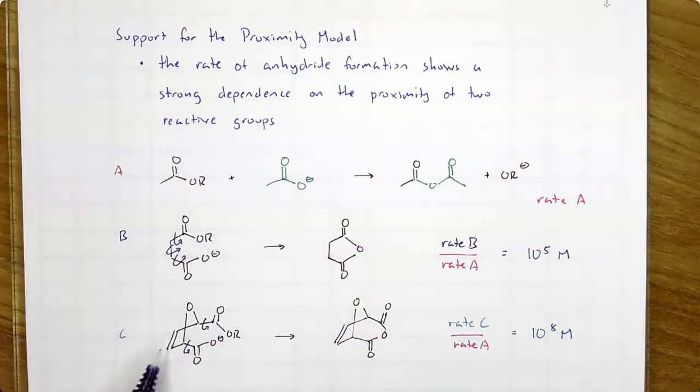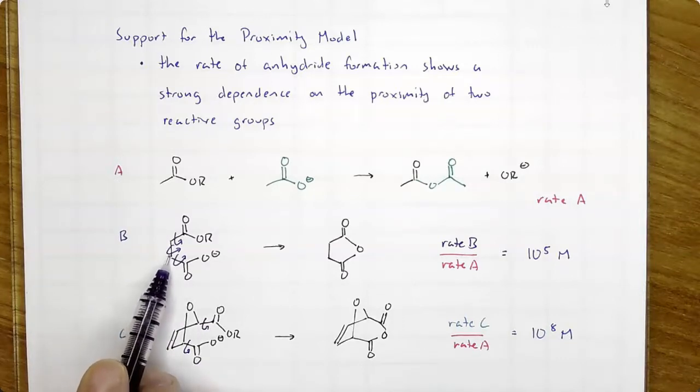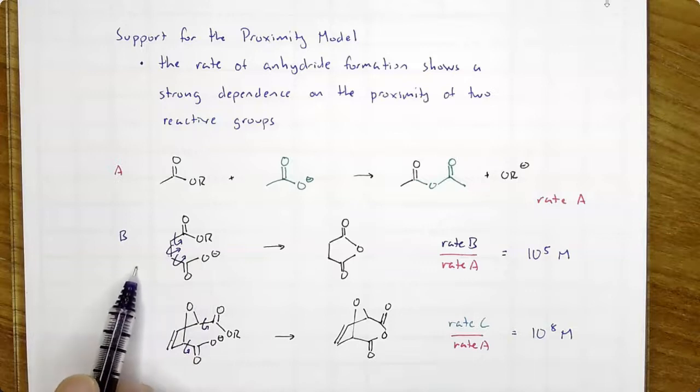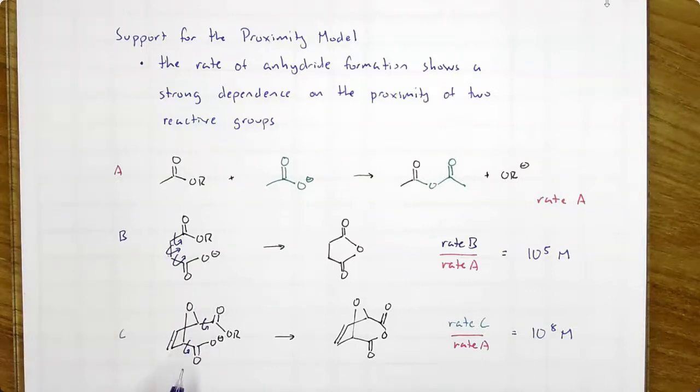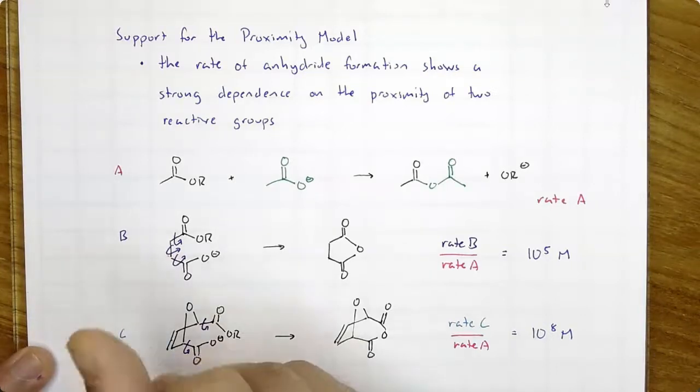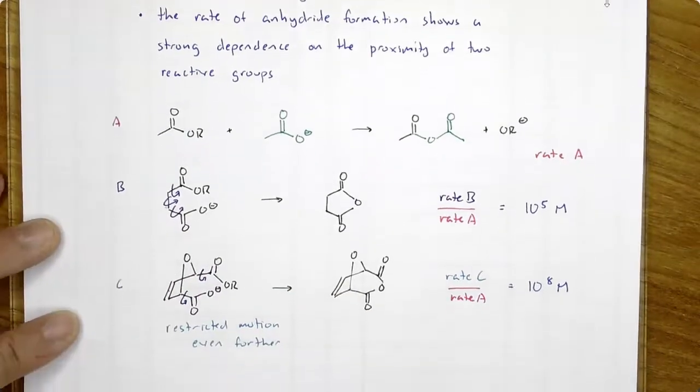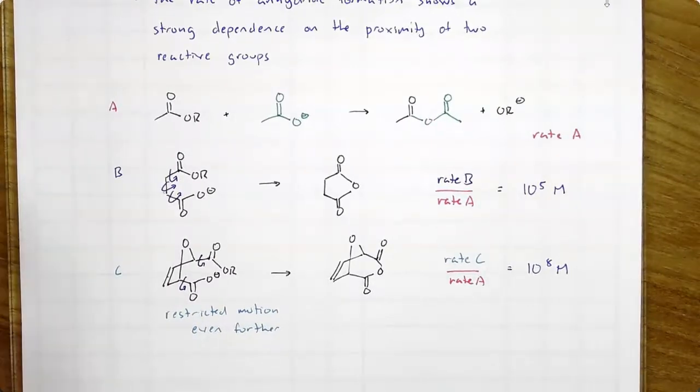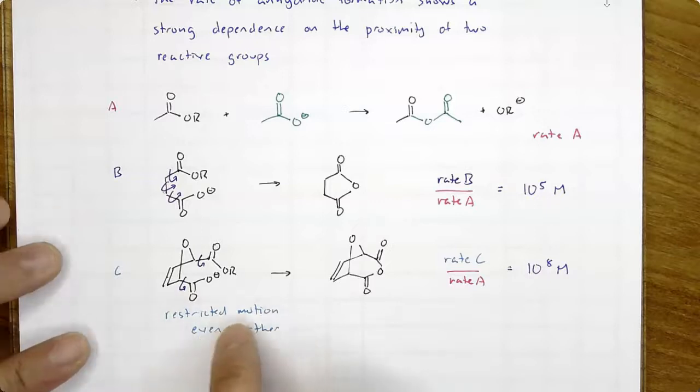But not only is it tethered, but also we can't get any full rotation on this bond. Okay, so by rotating this bond, we could get these two groups pretty far apart still. Not in this case. So here we restricted the motion even further. Can you imagine an enzyme being able to do that? Being able to get two reactive groups together, close in proximity, but also restrict their movement so that the reaction happens a lot faster.